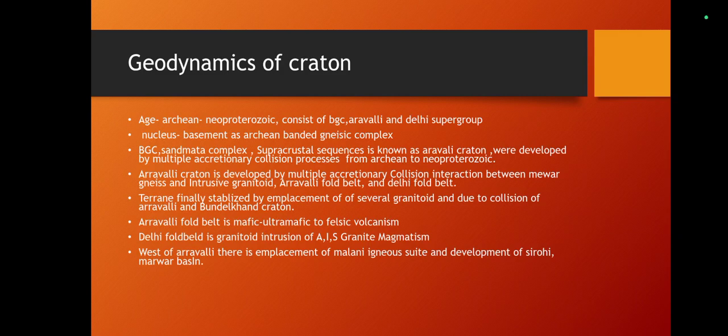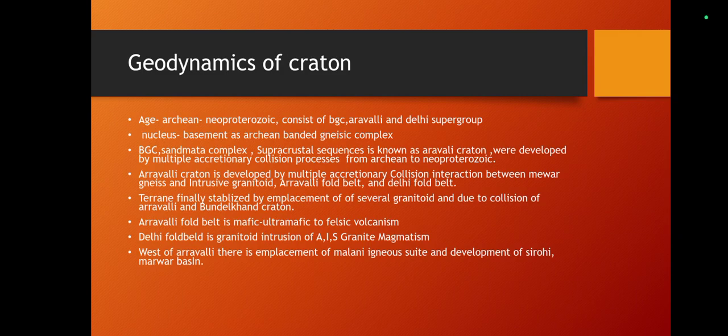Whereas in the west of Arravalli, you can see that there is a Malani igneous suite, which is the final stabilization of this particular craton, and development of Sirohi and Marwar basin. So this is the geodynamics of the craton. That is, first of all, the craton is nucleated in the form of BGC, and then accreted and collided as an Arravalli craton in the form of Mewar gneiss, intrusive granitoid, Arravalli fold belt, and Delhi fold belt.